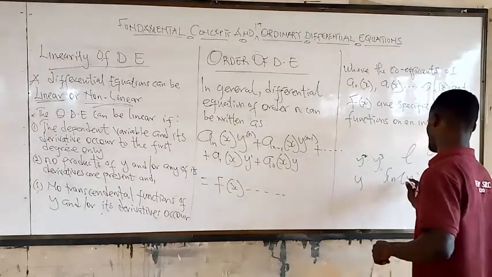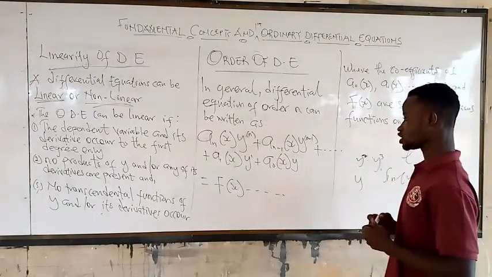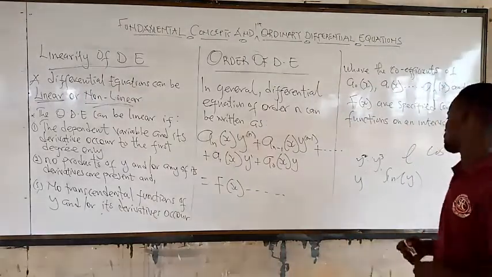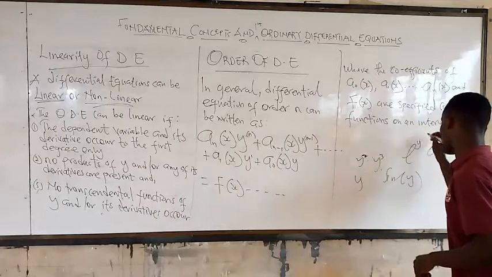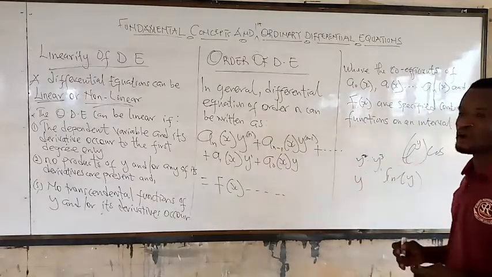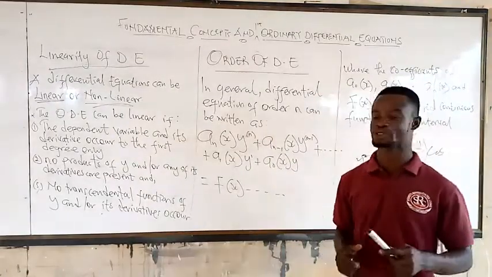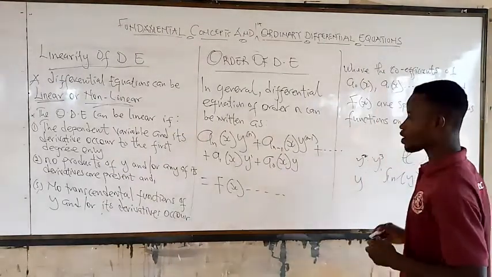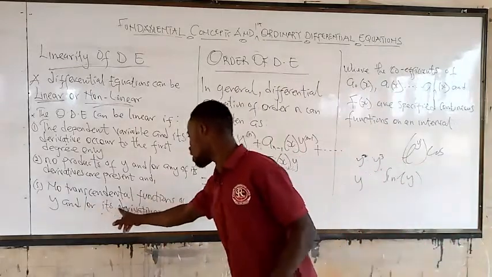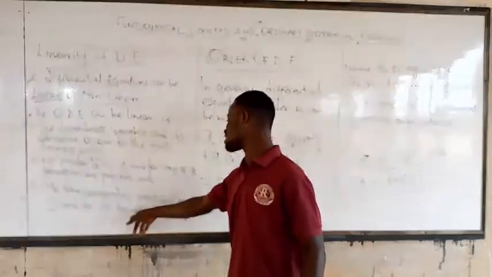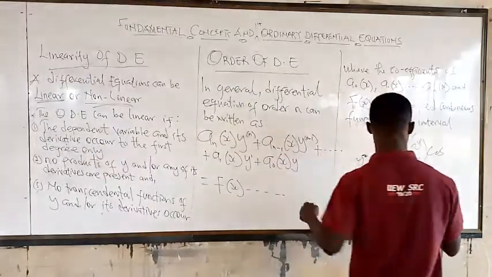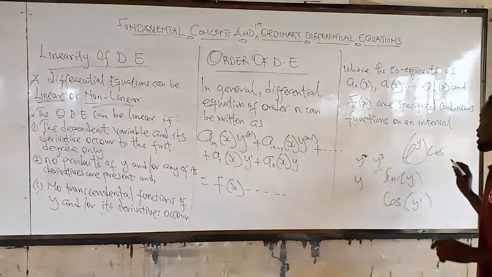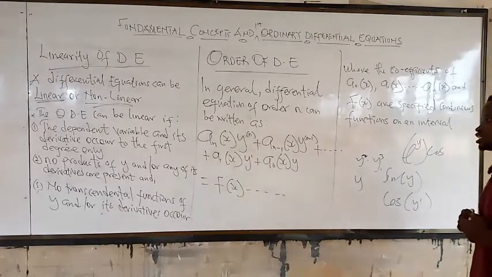So we are saying that no transcendental function of y occurs. If you have, let's say, sine y, or e to the power y in the differential equation, it is not a linear differential equation. Whether prime or whatever, that's why it says no transcendental function of y and its derivative. So if you have even cos y prime, it is not linear.